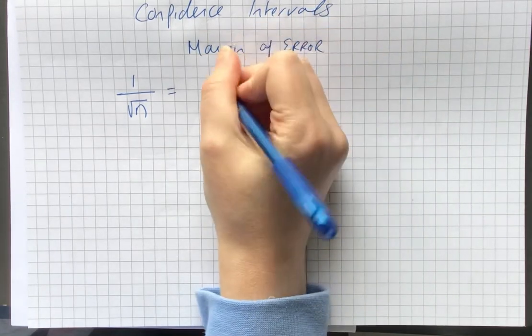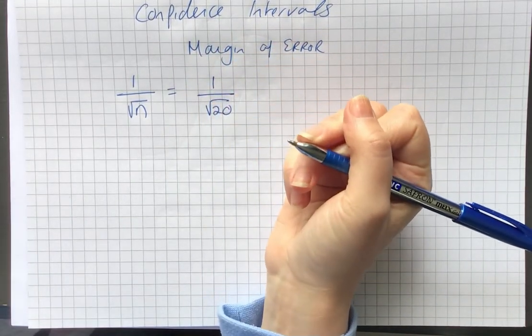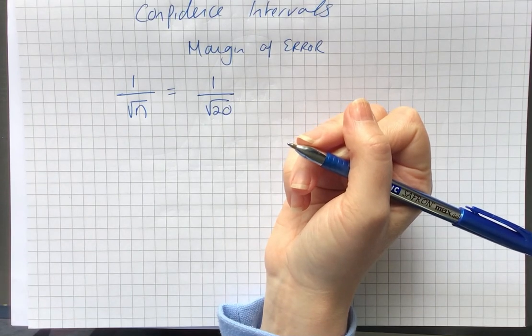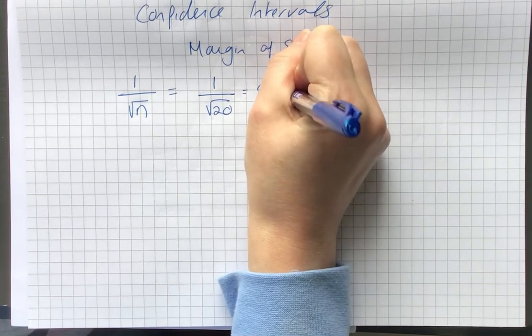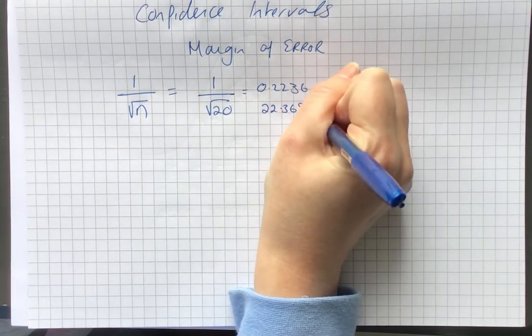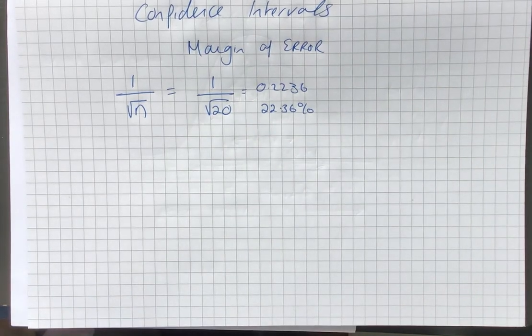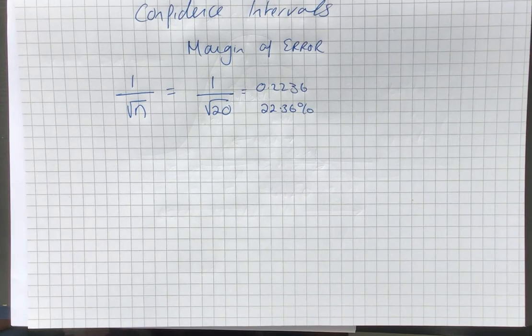So if I only sample 20 people, my margin of error is going to be quite large. So I'd put into my calculator 1 over root 20, and it tells me that's equal to 0.2236, which is actually 22.36%, which is a large margin of error. So I would expect that my data would be inaccurate by 22%.